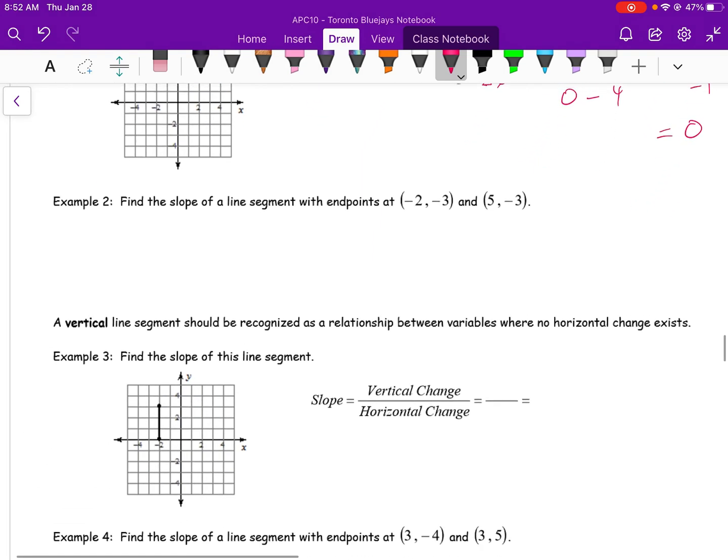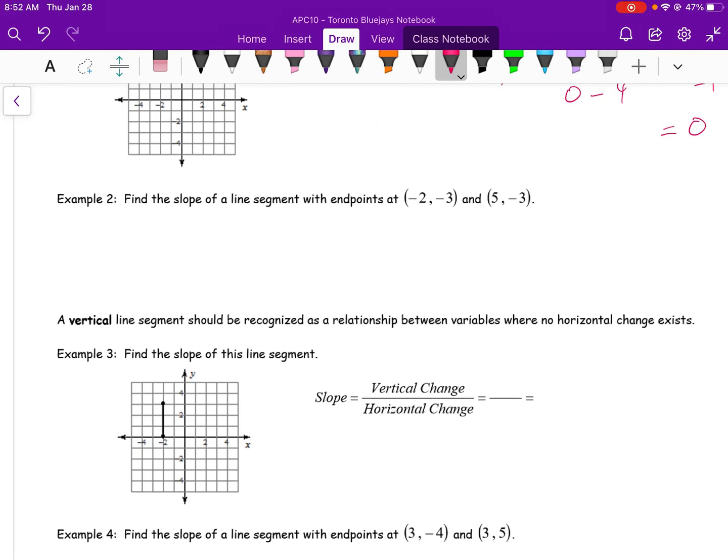Now, example number 2, we're going to find the slope of a line segment with endpoints negative 2, negative 3, and 5, negative 3. So with a little bit of experience, we're able to say, well, I think that the slope is this. So I'm just going to make a quick sketch of my Cartesian plane. Now, this is a sketch. It is not a graph. It lacks all detail. But since I have a good nose for this stuff, I'm going to call this B. And B will have coordinates negative 2, negative 3. A is going to have coordinates 5, negative 3.